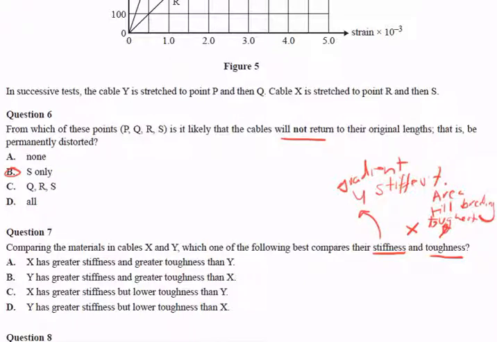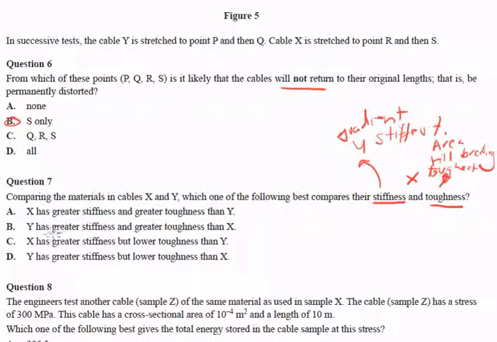Alright, which of these answers satisfies that? X has greater stiffness, no. Y has greater stiffness, yes. And greater toughness than X, no. X has greater stiffness, no. Y has greater stiffness, yes, but lower toughness than X. Yep, that's our answer.